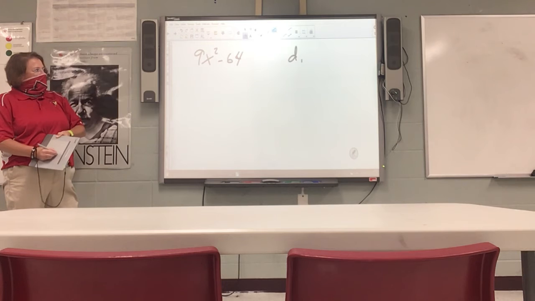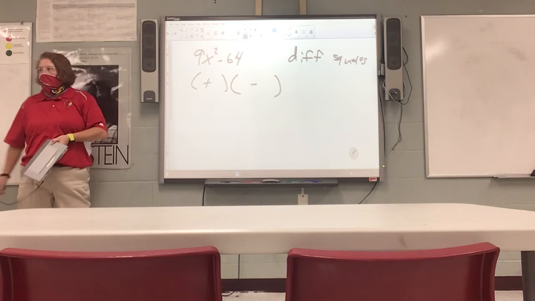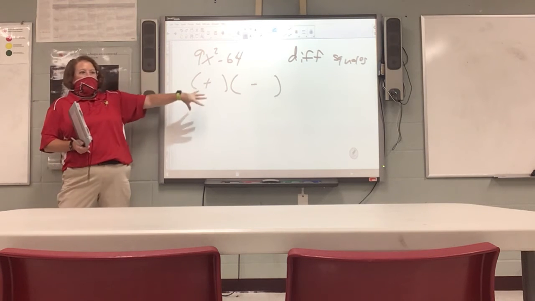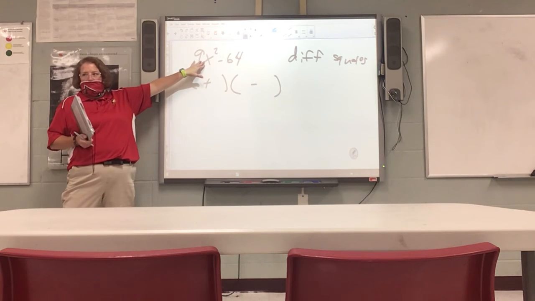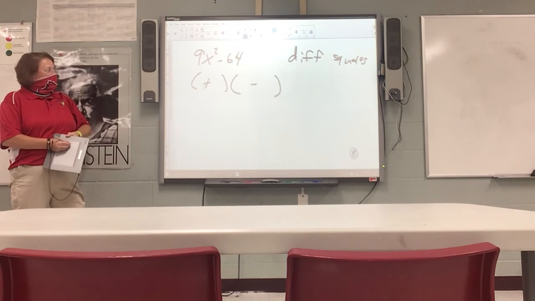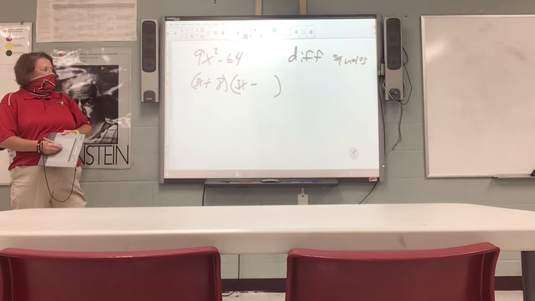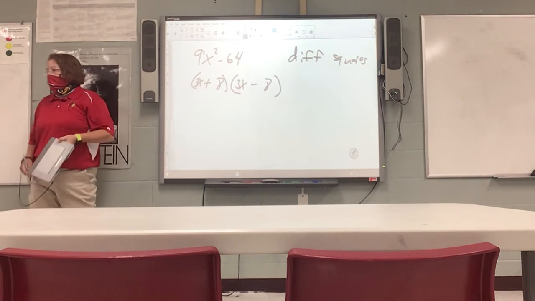So if we remember, we talked about that being called the difference of squares. In the difference of squares, we ended up in 2 binomials like that, right? And all we did was square root our terms. So what's the square root of 9x squared? 3x. So I put a 3x in both of them. What's the square root of 64? 8. So I put an 8 in both of them. And that was the way we did it with the shortcut.